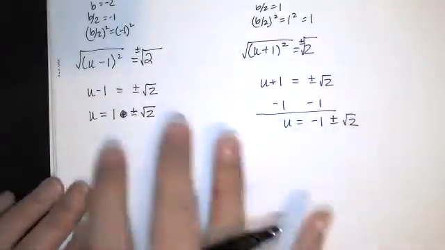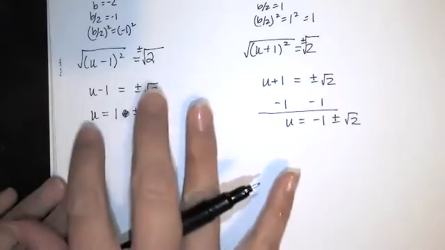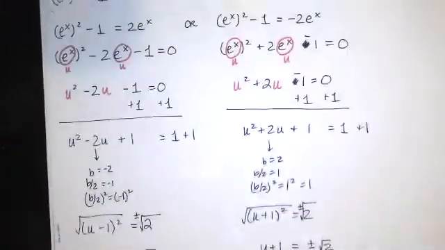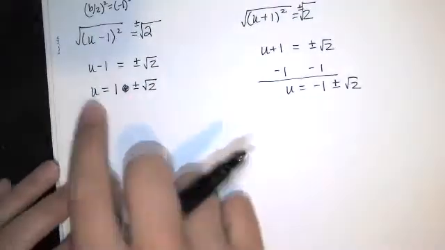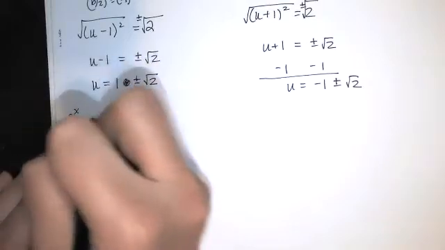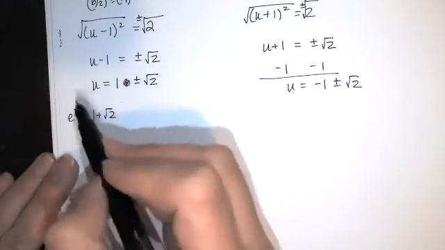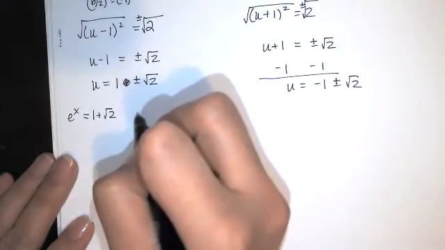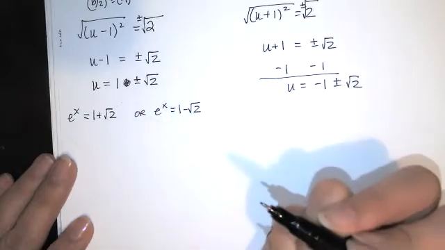Now, I want to solve for u, or not solve for u, excuse me, I want to solve for x. Remember, u was just something we made up so we could solve this equation. U was e to the x here and here, and u was e to the x there and there. So I'm going to replace u with e to the x. And then I'll write this as two different equations. I've got e to the x equals 1 plus the square root of 2, and e to the x equals 1 minus the square root of 2.